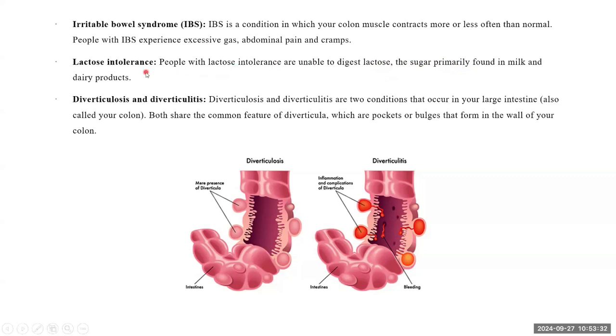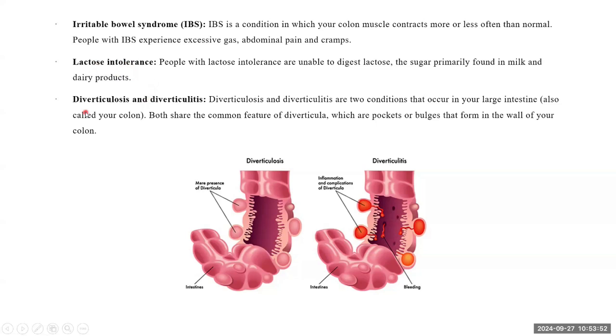So why does it happen? There is an enzyme called lactase that breaks down this sugar, lactose. In these people, the lactase enzyme is absent. In that case, lactose becomes an irritant for the gut.